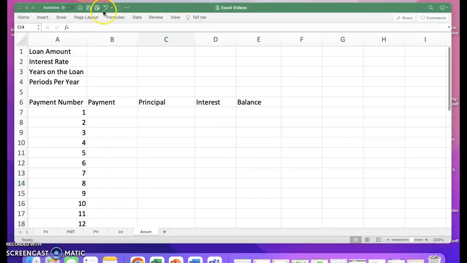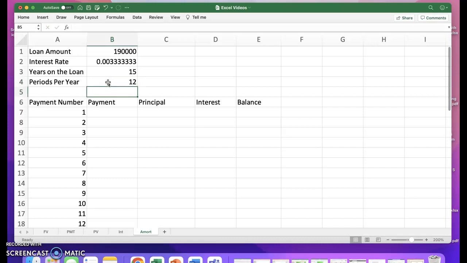So we've got an Excel sheet, and let's type in what we know. We know the loan amount is $190,000. Now the interest rate is 4%, but that is an annual rate, and we are making monthly payments. So as you know, hopefully, Excel is a calculator. I'm going to type in equals 4% divided by 12, because 4% is my annual rate. If I want that monthly, I divide that by 12. And that is my monthly interest rate. Years on the loan, 15. Periods per year, 12.